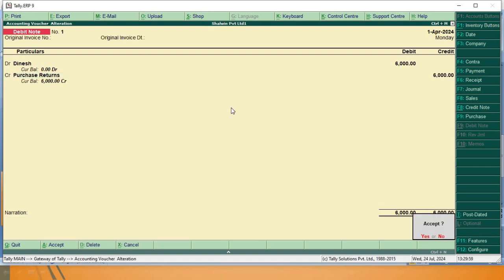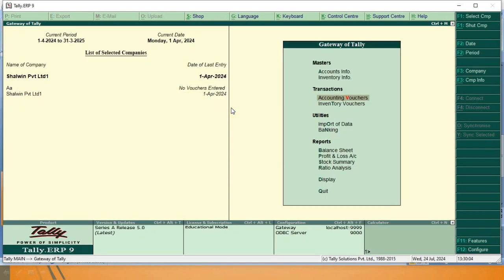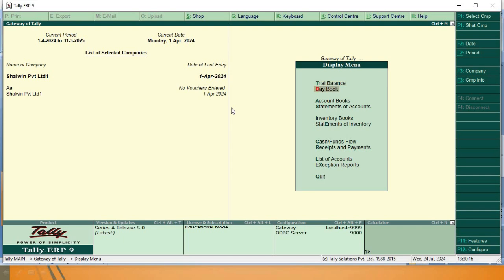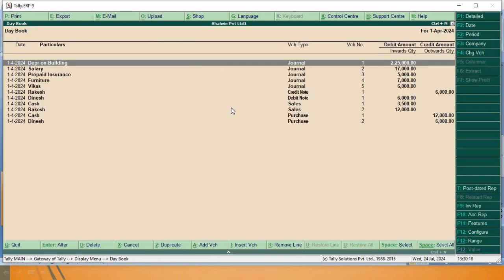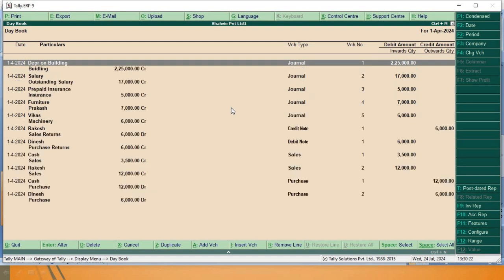So now let's see the entries. Just come back to gateway of Tally screen by pressing escape key. And now just come down to display, daybook and give enter. So in order to get in double entry mode, just press Alt F1. The first we have depreciation on building. So depreciation on building on the debit side and building on the credit side.